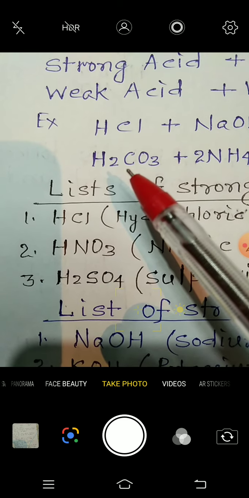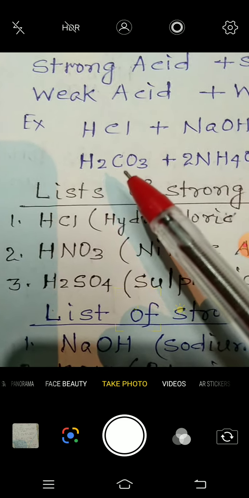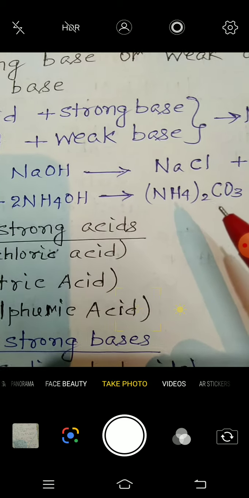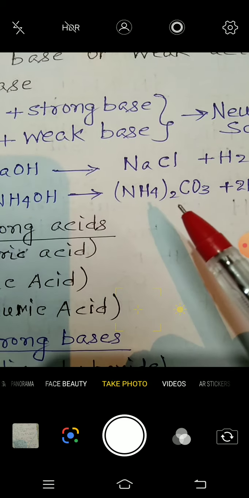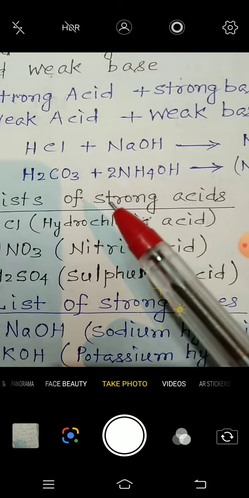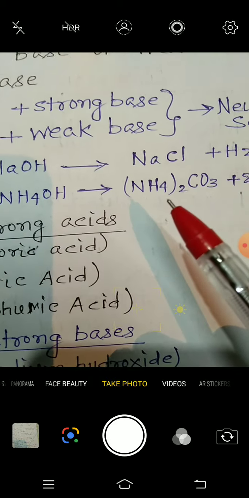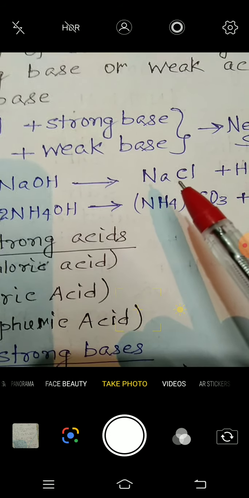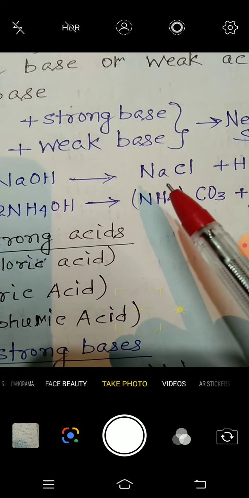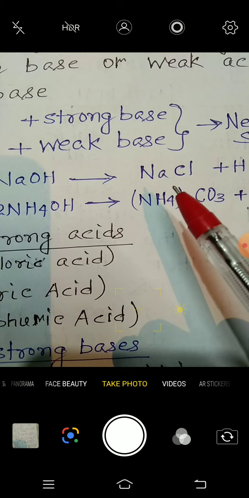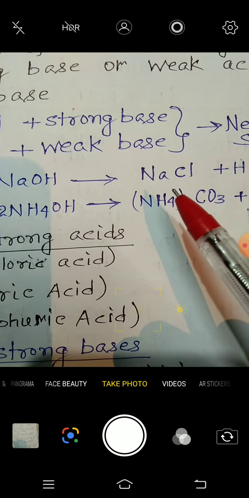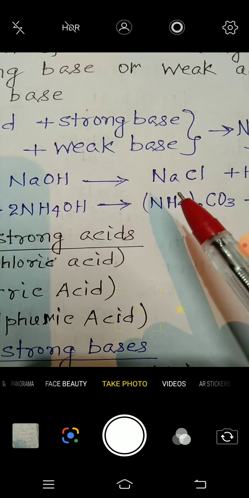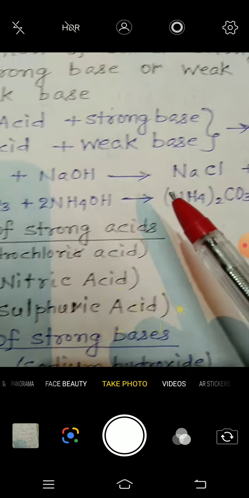Weak acid, carbonic acid, plus ammonium hydroxide, weak base, it gives ammonium carbonate. This is neutral salt. So when you put this salt or this salt in water and you put the pH paper in that, the pH paper will turn green. This will show that the salt is neutral.